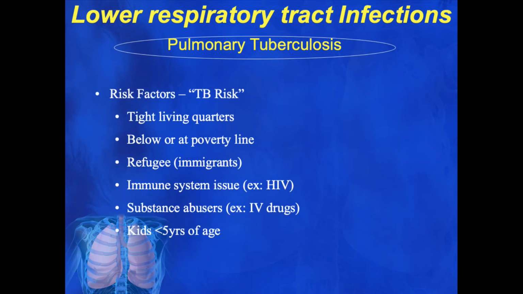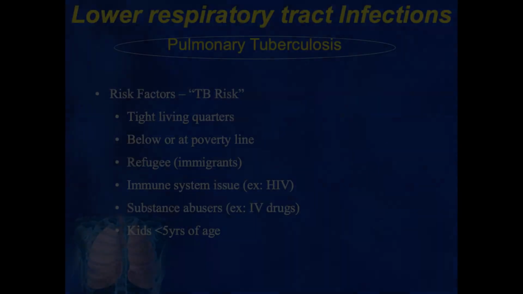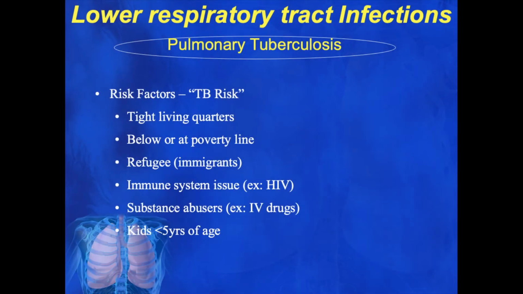So some of the risk factors for TB, we can call this TB risk. And so you have tight living quarters, some people who are below or at the poverty line, refugees or immigrants also, because a lot of these individuals are bringing tuberculosis with them into the United States. The immune system has some other type of issue, some kind of immunosuppressive thing, for instance, like HIV. Substance abusers are also very susceptible to tuberculosis, and then kids under the age of 5 years.